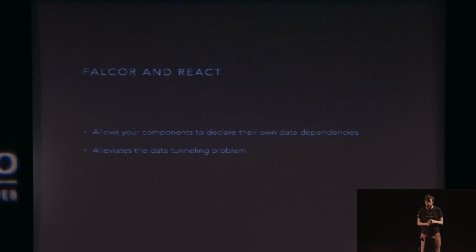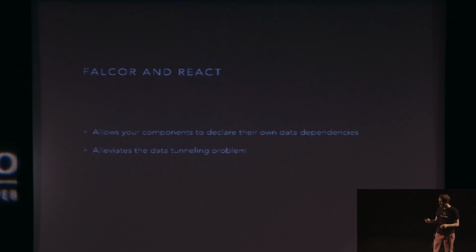So Falcor and React, now kissing. It allows your components to declare their own data dependencies. This is really powerful, and I feel like my thunder has been stolen since we've already seen someone else talk about something like this. But as you can see, these are convergent ideals. And I think the really powerful thing is we didn't talk about this with Facebook at all. We both arrived at these ideas individually. So I think that can give you some merit. These two really big companies solving big problems came to these same solutions. And this alleviates the data tunneling problem.